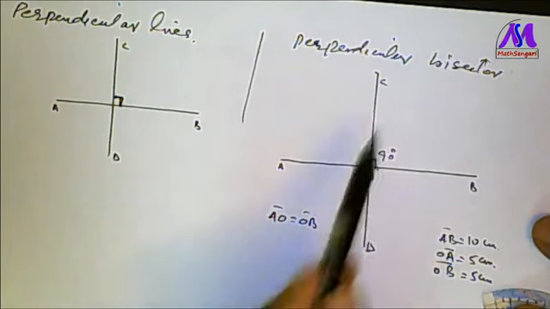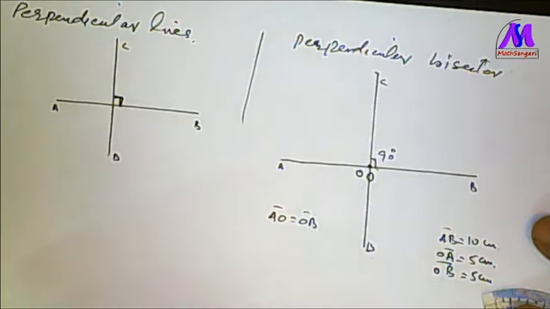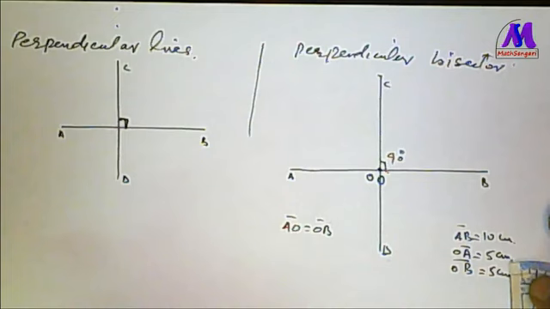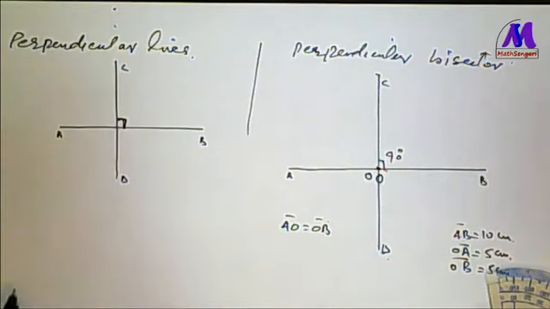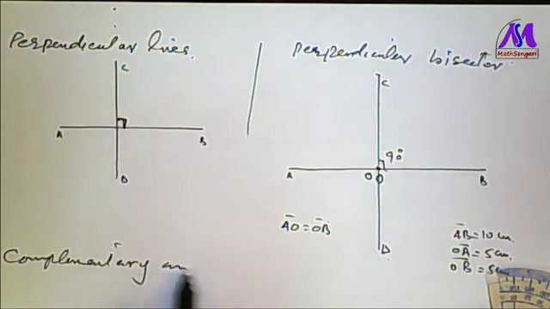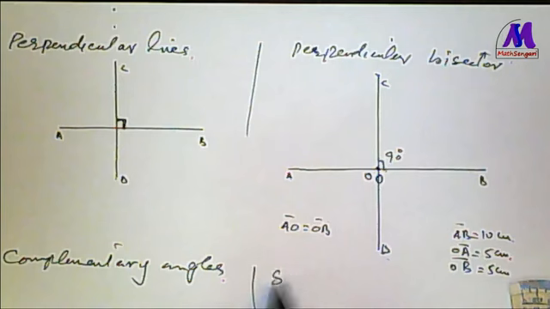So line BCD is the perpendicular bisector of line AB. That is the basic difference between a perpendicular line and a perpendicular bisector line. Now the other two types of angles: one is complementary angles, and the other type is supplementary angles.